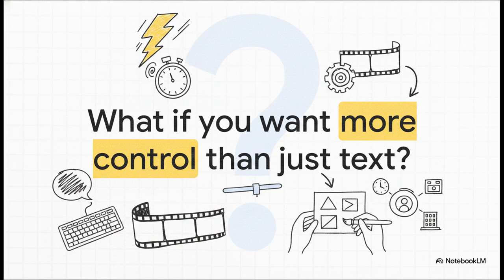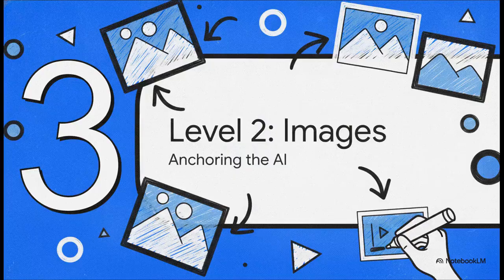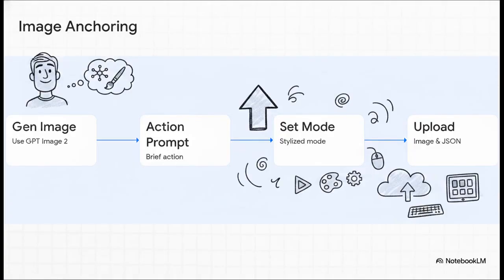Let's move to the next level and see how this builds. Welcome to Level 2, Reference Images. Anchoring the AI. This is where things start to get wonderfully advanced. We are going to introduce starting frames to anchor the video AI and firmly dictate the visual direction. To do this, you first need an image.